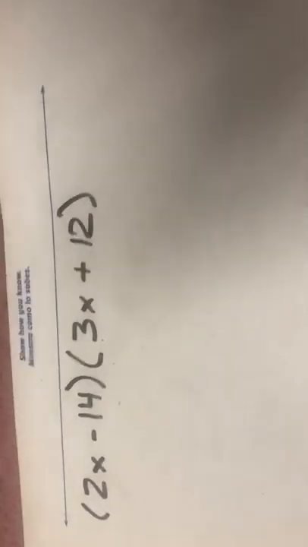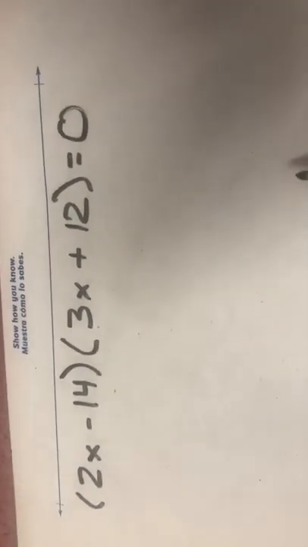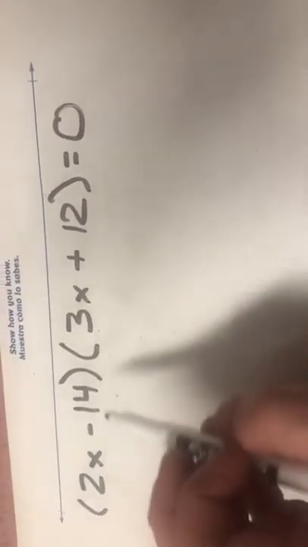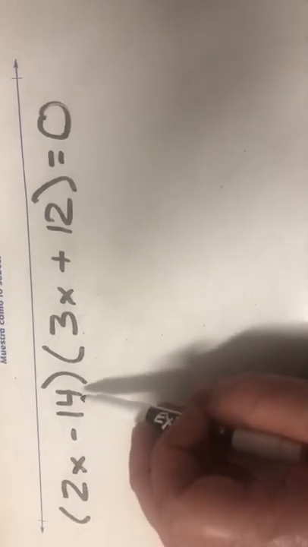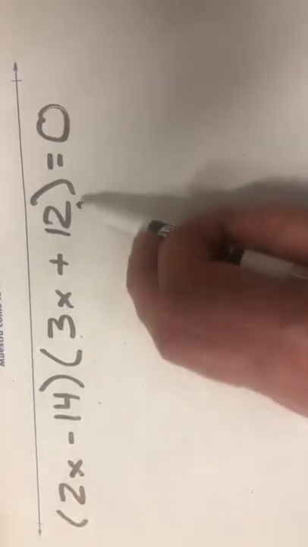All right? Let's say, for example, that I have 2x minus 14, and I'm going to multiply that by 3x plus 12. All right? And, of course, since we're doing zero product property, that's going to equal 0. This still isn't hard, folks. We still have two values. The value of whatever 2x minus 14 is, and the value of 3x plus 12.